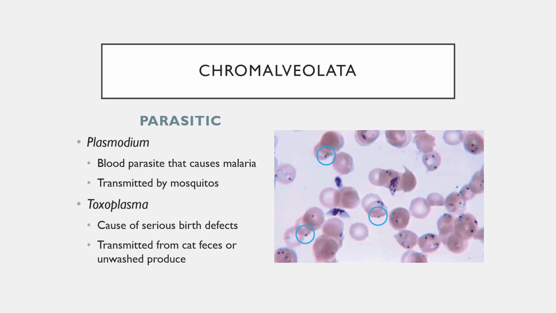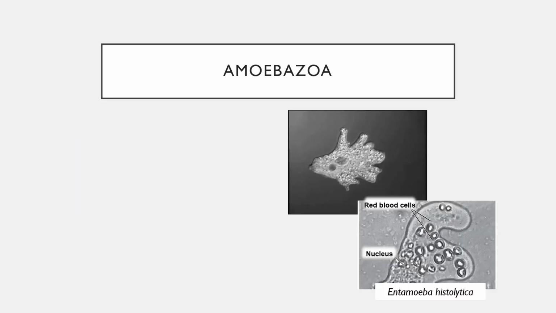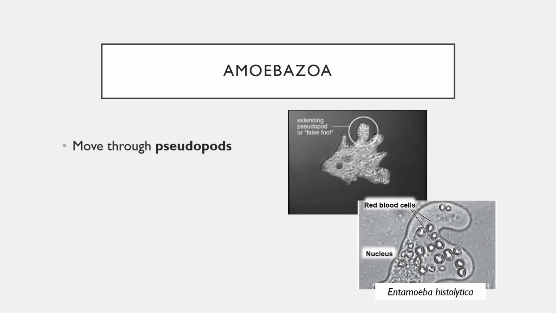Last but not least, we have the supergroup Amoebozoa. Amoebozoa includes organisms that move through the use of pseudopods. And a pseudopod, what that literally translates to, it means false feet. The pseudopod is a projection of the cytoplasm, where it basically just takes part of its cellular corpus and throws it in a particular direction, and then the rest of the mass of the cell just follows along with it.